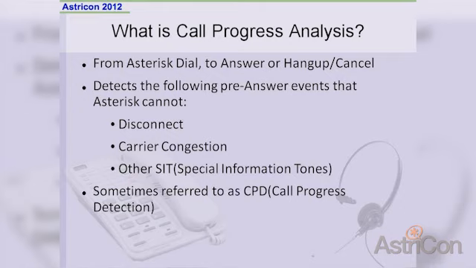So what call progress analysis does is it answers, or before the answer, it detects the pre-answer events or tones or voice or delays or amplitude, frequencies. There are all sorts of different methodologies, but it's basically taking the pre-answer audio, analyzing it to figure out what's going on with that phone call. It can also help with disconnects and carrier congestion, again, depending upon what kind of audio you're getting from the carrier.